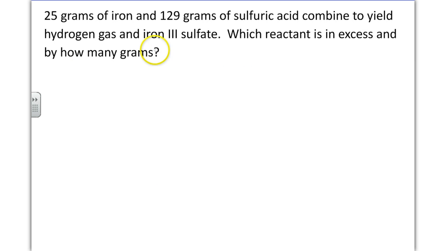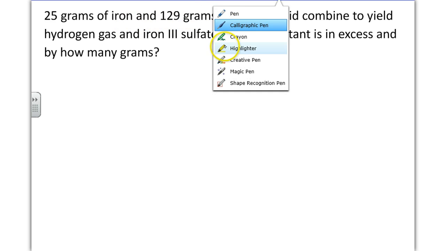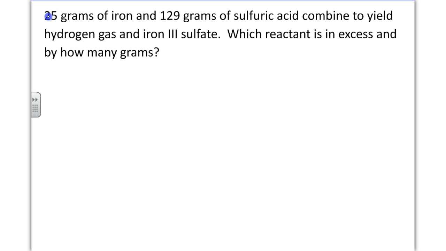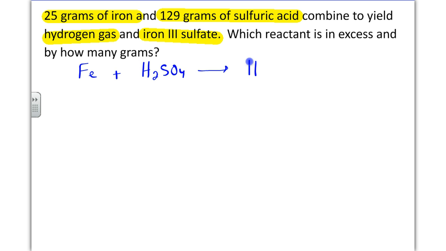So here's our first reaction, and what we have to do is write the equation. And if we read this, we'll notice that we have 25 grams of iron plus 129 grams of sulfuric acid. And they actually tell us that it's going to yield hydrogen gas plus iron 3 sulfate. So we're going to write iron plus sulfuric acid, which is H2SO4, yields hydrogen gas, which is H2, and iron 3 sulfate.